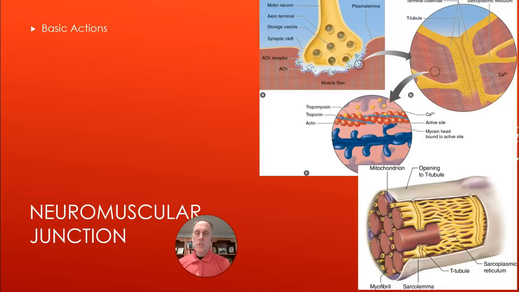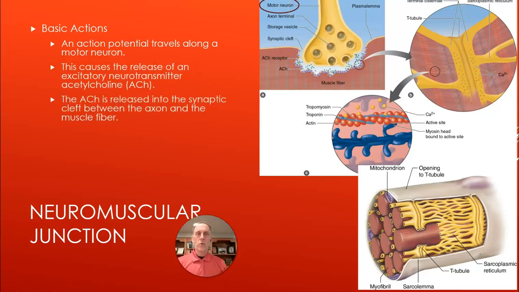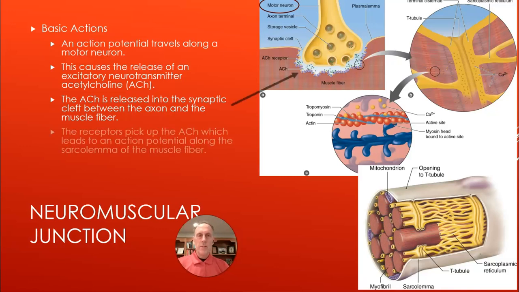And then we jumped into the neuromuscular junction, where the action potential travels along the motor neuron, represented up here. Then you have a release of an excitatory transmitter, acetylcholine, which is right here. The acetylcholine is released into the synaptic cleft between the axon and the motor fiber. The receptors pick up the acetylcholine, which leads to an action potential along the sarcolemma of the muscle fiber. So again, it's a bit of a domino effect.